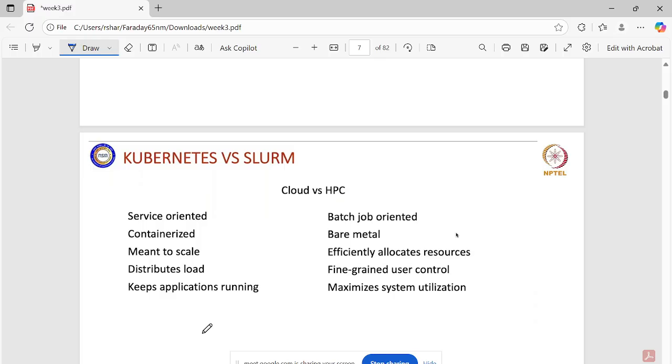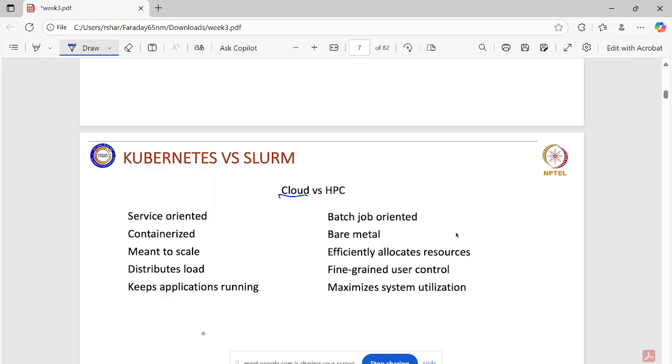Kubernetes is used for cloud-like situations. So it is service oriented. It is containerized. It can be scaled, and it does the load balancing on its own, and it will ensure that the quality of the service is maintained, and it keeps the application running.